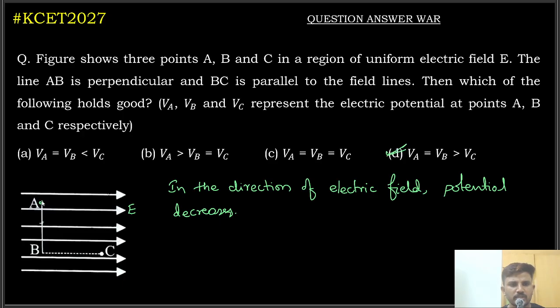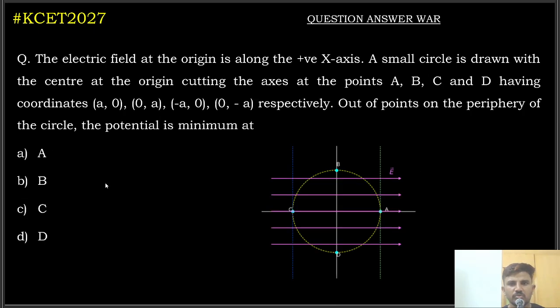So potential at A and potential at B, we can consider them as on an equipotential surface, so potential will be the same. So VA is equal to VB, and at C potential will be less, so VA is greater than VC. Option 4 is correct. So here also they're asking the potential is minimum at, just by looking at the diagram you can write.